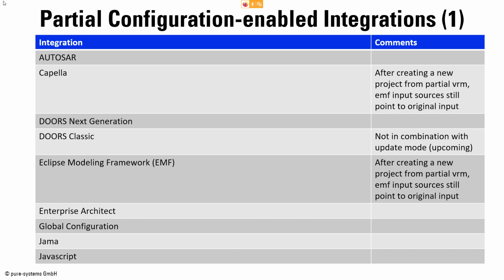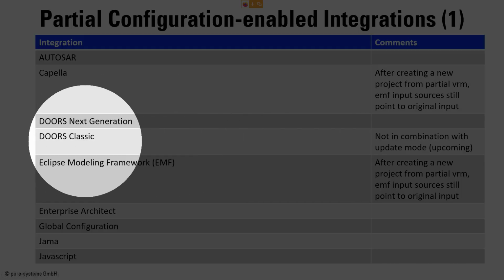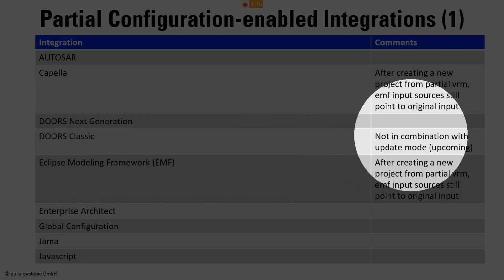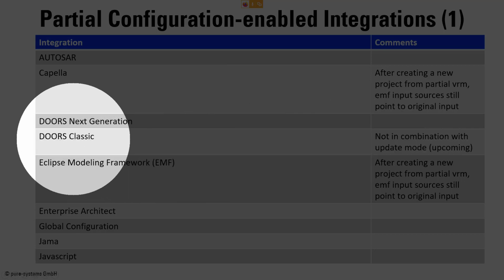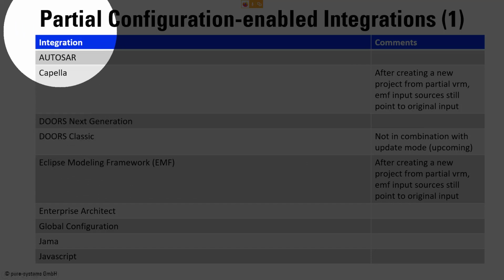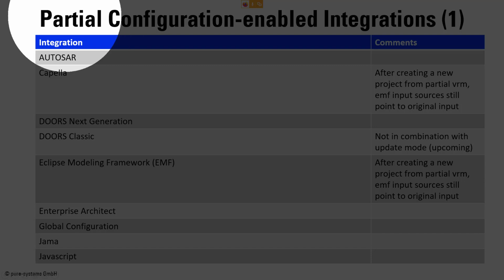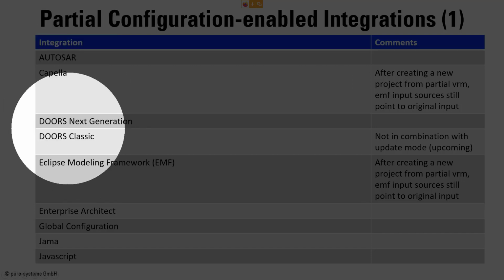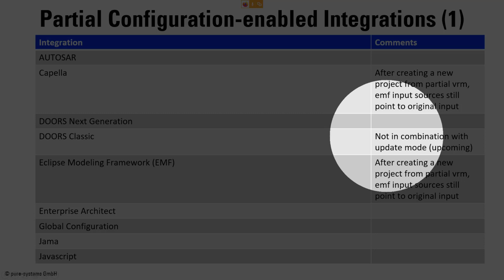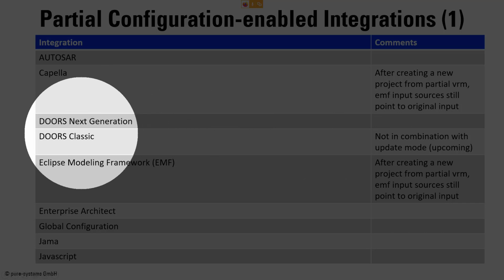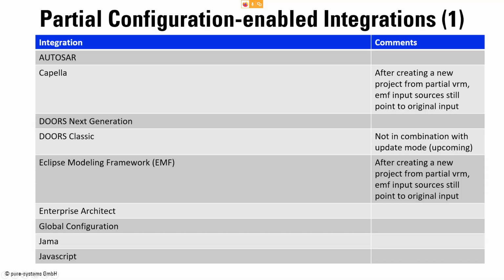Some of them have limitations I have to mention. The DOORS Classic integration that we had a look at can currently not combine partial configuration mode with update mode. So if you are making use of co-evolution concepts for your DOORS Classic assets, you can at this point in time not use partial configurations in combination. pure::variants will tell you that when you try to trigger a derivation or transformation with update mode with partial configuration enabled. It just will not allow you to do this. But this is in development. This is upcoming functionality that we will also support in future, like we do for the other integrations.